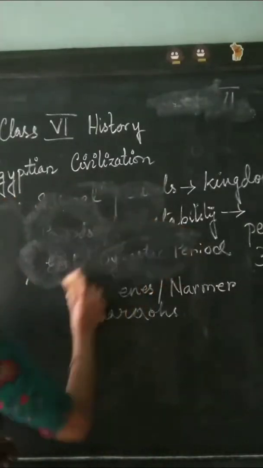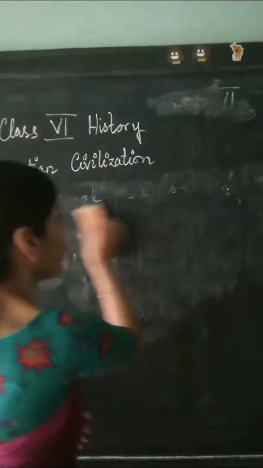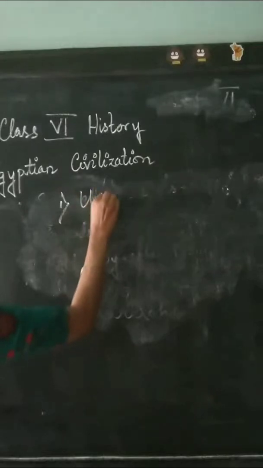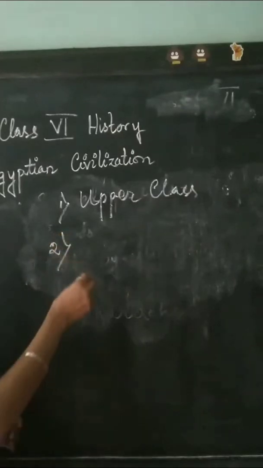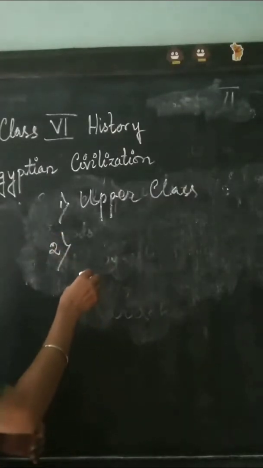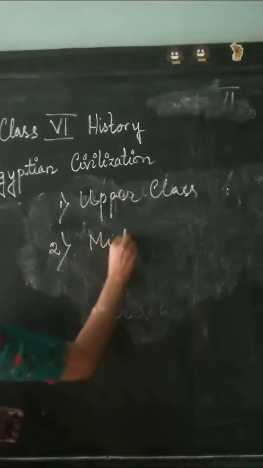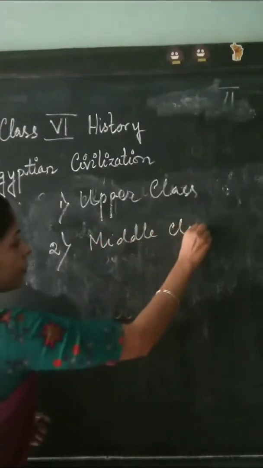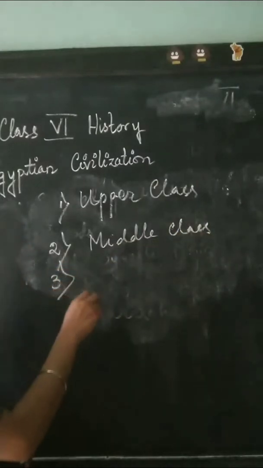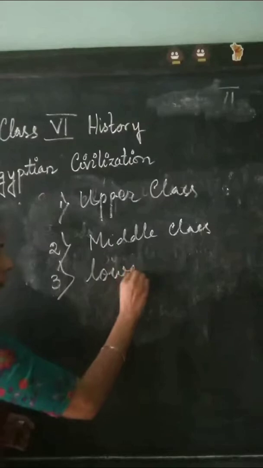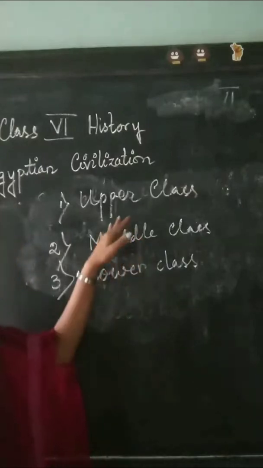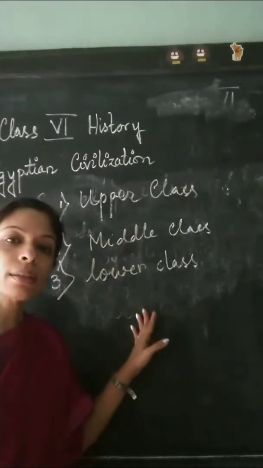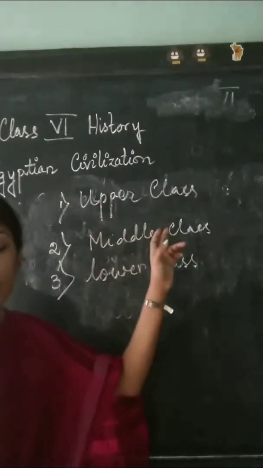And what are these classes? The classes are the upper class, the middle class, and the lower class. Who belonged to the upper class? The society was divided into classes. The first class in the society was the upper class. Who belonged to the upper class?